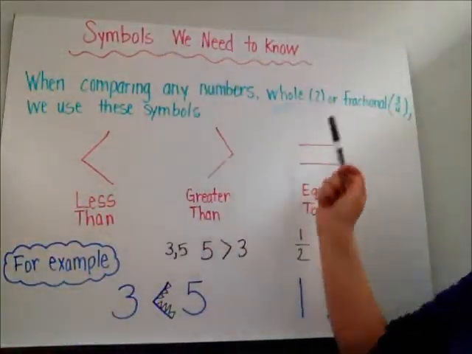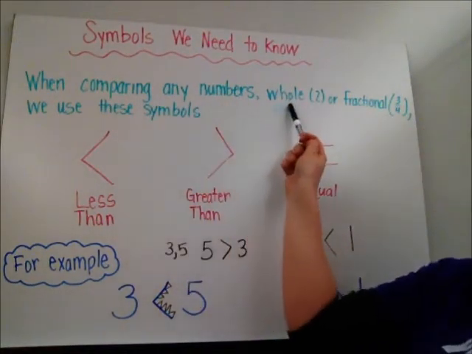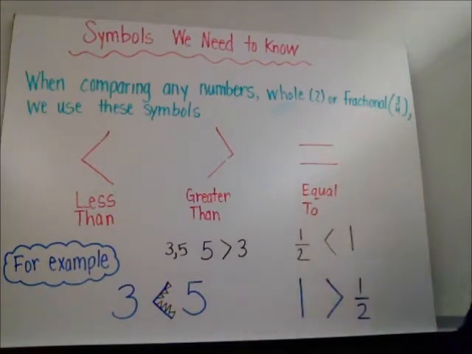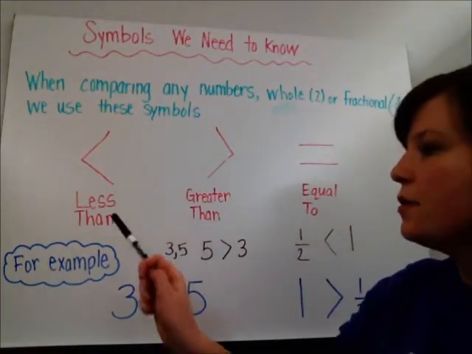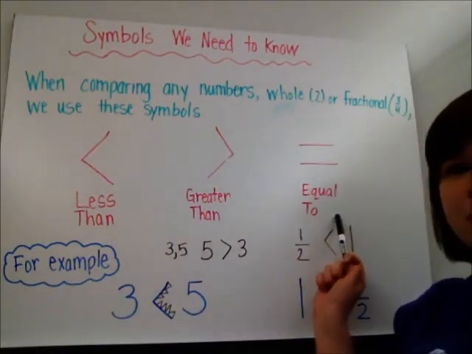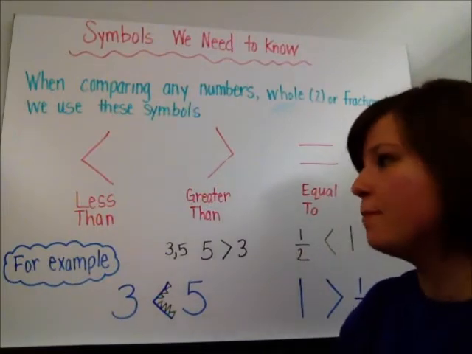So the symbols we need to know are these. When comparing any numbers, whether they're whole numbers like the number 1 or 2, or fractional numbers like 3/4, we use these symbols. So this symbol is less than, this symbol is greater than, and this symbol is of course equal to. And I have a couple tricks for helping you remember that.